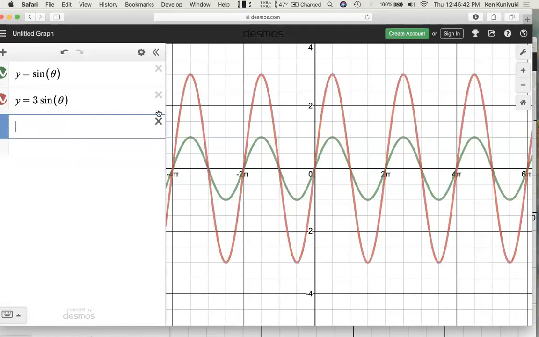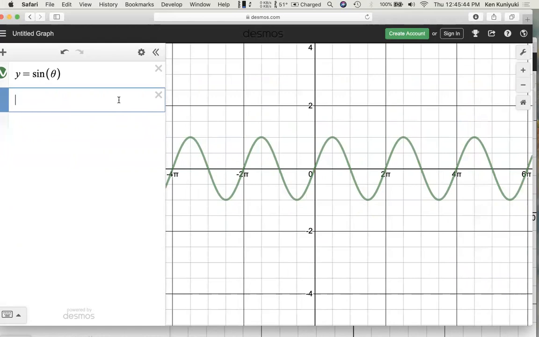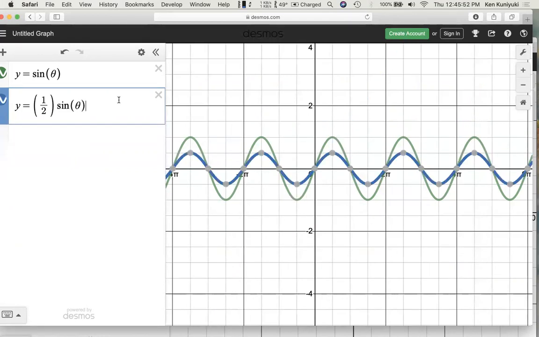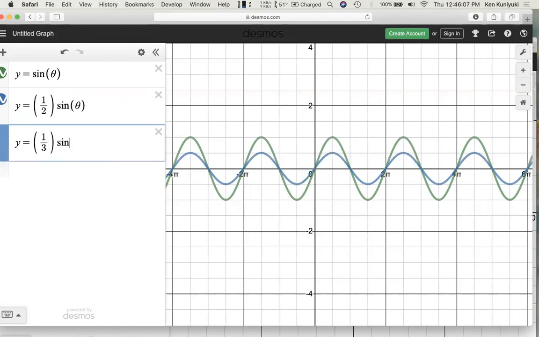But let's say we multiply by 1/2. What happens if we multiply by 1/2? Y equals 1/2, or 0.5 times sine of theta. We're going from the green graph to the blue graph. That's a vertical shrink. We're squeezing the graph towards the x-axis, or the theta axis in this case. Y equals 1/3 of sine of theta. It's almost like gravity. That thick dark green graph is very squeezed towards the theta axis.